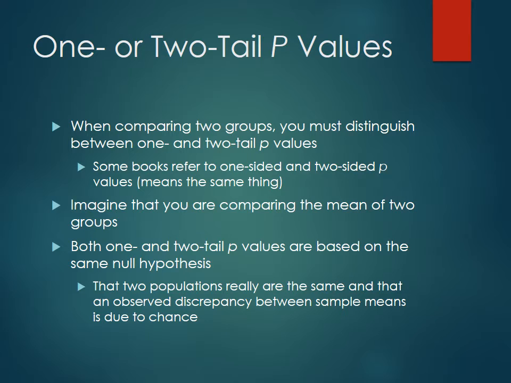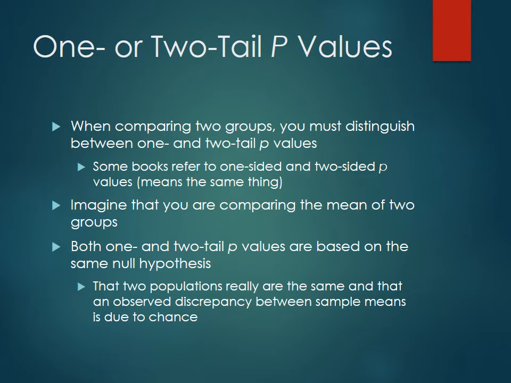Now, if I'm looking at something where I can't make an assumption about which direction things are going to go, say drinking one glass of red wine a day versus drinking water, what's that going to do to your blood pressure? I have no idea, right? Could raise it, could lower it. In that case, because I don't know which direction it's going to go, I want to make sure that I don't increase my chance of making a type 1 error, and so I use a two-tailed test, right?